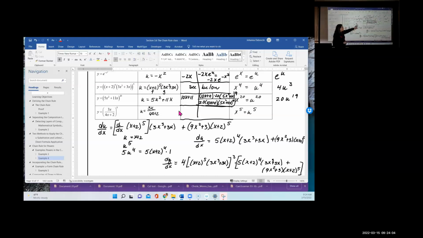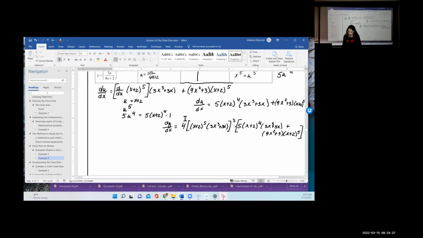The next one is also going to be more complicated because the inside function is a quotient. The denominator of the quotient has 2 terms, which means we can't get rid of the fraction. There's no way to split it up into multiple fractions. So we're going to have to do the quotient rule. There's no way around it. When we look at this outside function, it is something to the fifth power, so it becomes u to the fifth power. So this becomes 5u to the fourth.